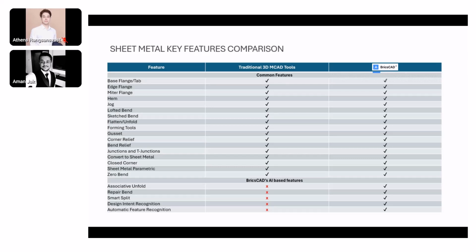So all these features that we see on the left-hand side are available in the BricsCAD Mechanical solution. And of course, since BricsCAD is known for its AI-based features, we do have AI-based features in the sheet metal module of the mechanical software. There are associative unfolding, repair bends, smart split propagation, design intent recognition, and also automatic feature recognition, which are all available within BricsCAD. We'll have a look at some of these features in the demonstration that we'll be having after these slides.